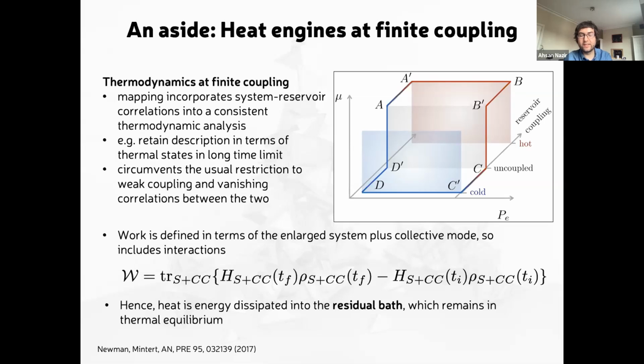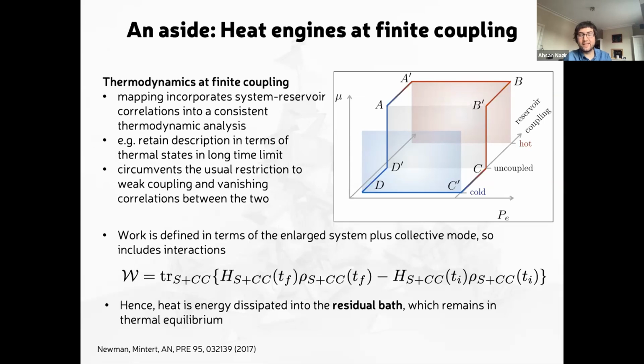So work is defined here in terms of the enlarged system plus collective mode. So that includes contributions from the interactions. We can see it as it's defined here. It's a trace over the system plus the collective mode with the Hamiltonian in the enlarged space and the state in the enlarged space between two different points in our cycle or in our general thermodynamic protocol.